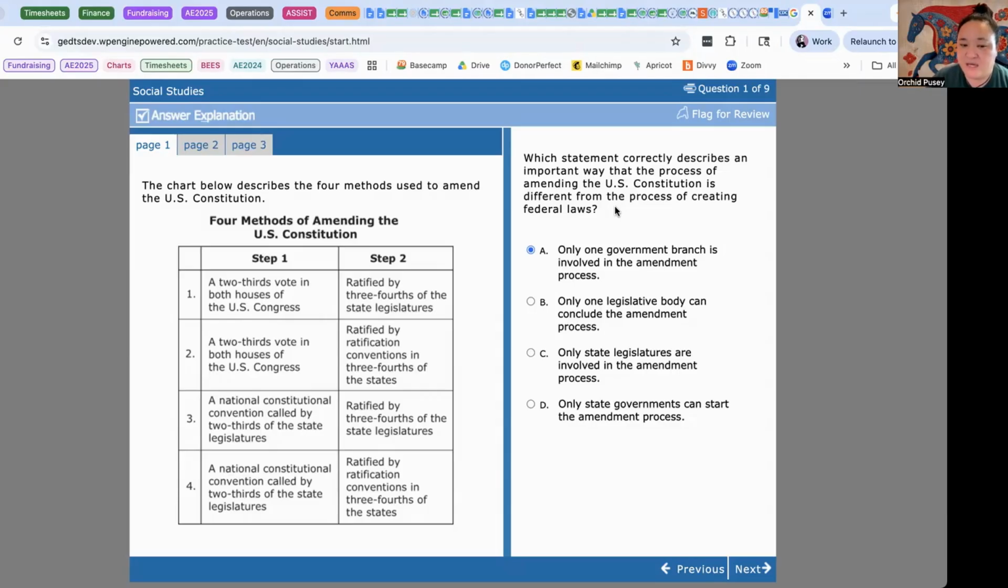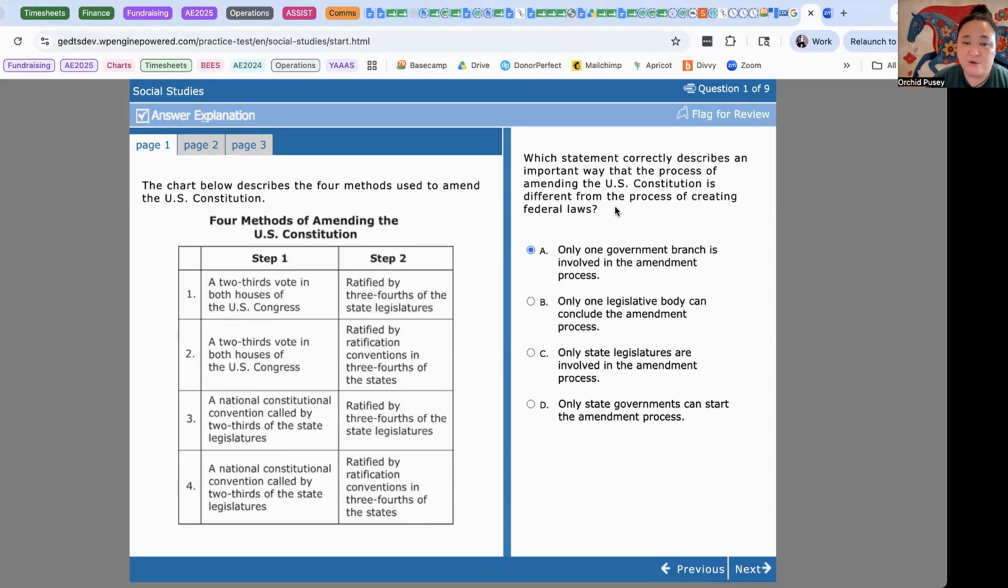Constitution amendments are made. So let's see what they do expect us to know. Option A says only one government branch is involved in the amendment process. Given that this is not the first time we've heard the word branch in this whole question, let's think, all right, one government branch. What are the three branches of US government? That seems like big enough that they might expect the high school graduate to know.